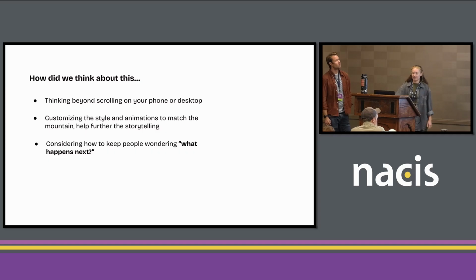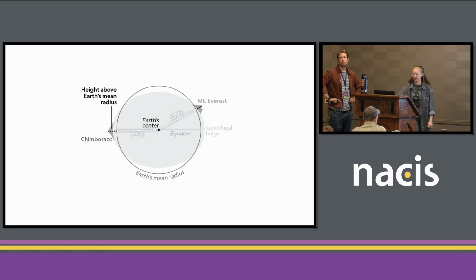We thought about this by thinking beyond just scrolling on your phone or desktop: what's going to actually make you interested in each mountain specifically, customizing the style and animations to further the storytelling, and then having people consider, okay, what happens next? Like, the two things I've seen before have been different, so I can't expect the same thing to happen again.